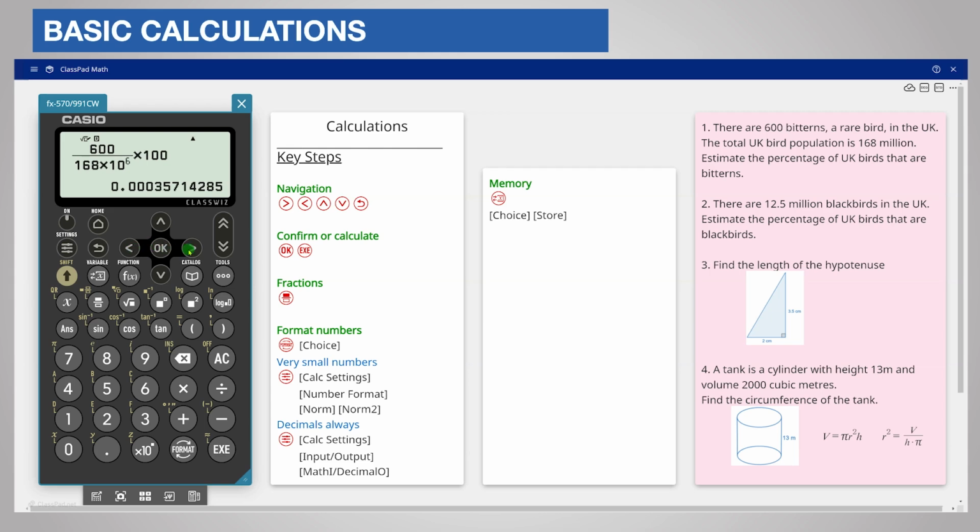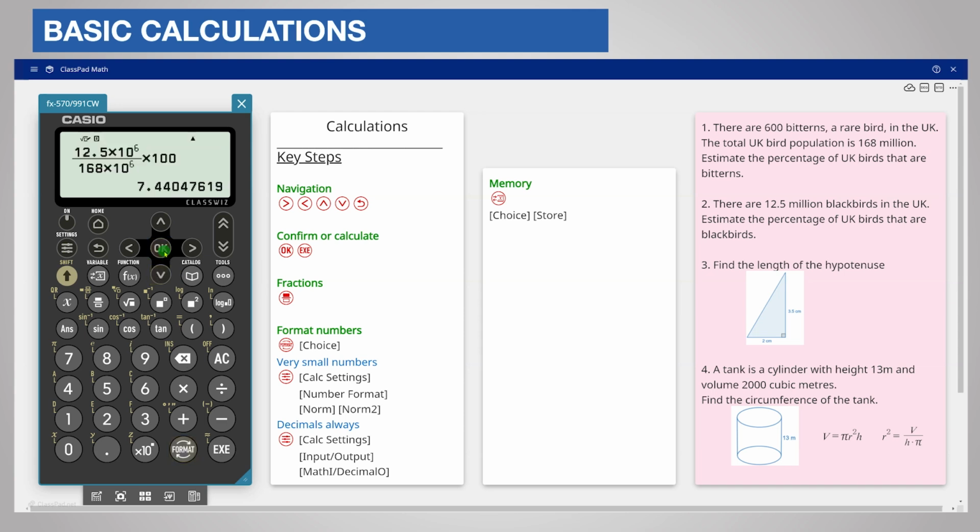Use the left or the right scroll keys to move the cursor to the position at the end of the numerator and delete it. Now enter the new numerator, 12.5 million or times 10 to the power of 6. You can enter this as separate keys if you prefer, multiplied by 10 to the power of 6 instead of using the times 10 to the power of key. Complete the calculation with the Execute key and format as a decimal as before.